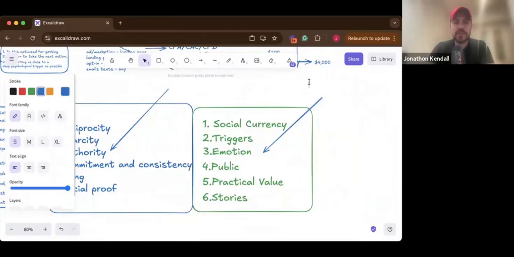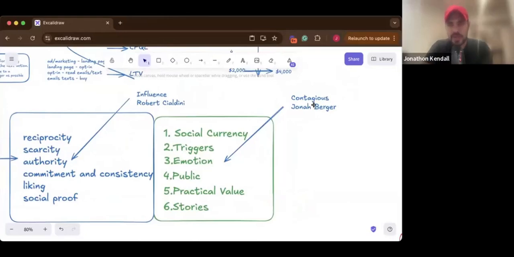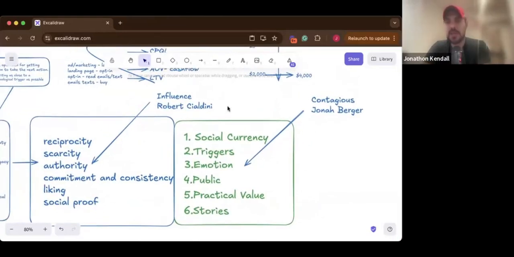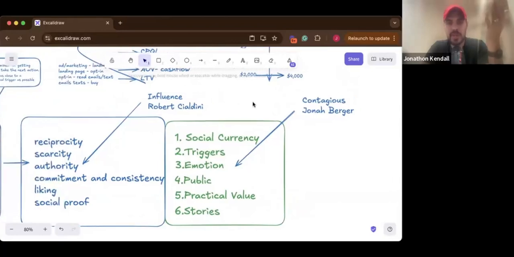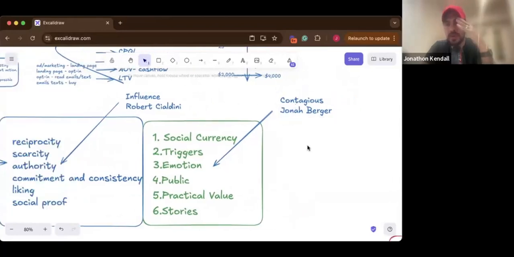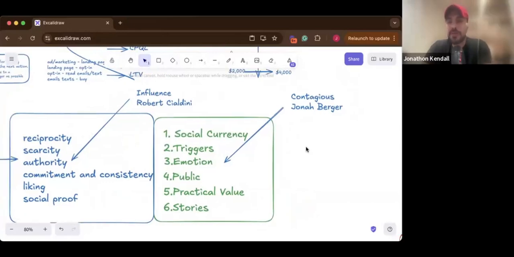So, Contagious by Jonah Berger, and Influence by Robert Cialdini. These are like the most scientific deconstructions of sales and persuasion. There's a lot of Grant Cardone, 10X kind of stuff, and that's fine. Obviously, hard work matters, but these are scientists. Robert Cialdini is a professor at Stanford, and Jonah Berger is a professor at the University of Pennsylvania. So they're doing academic studies to literally figure out what is persuasive.